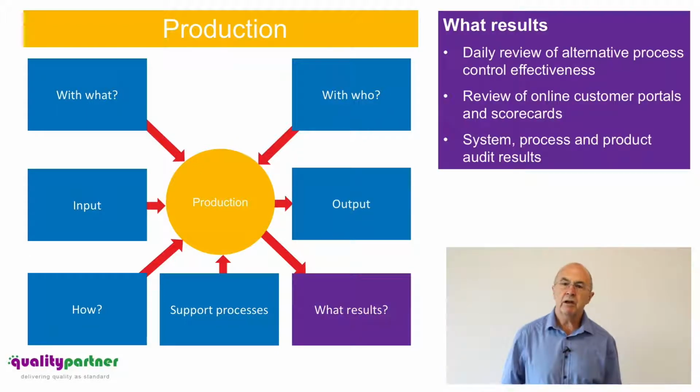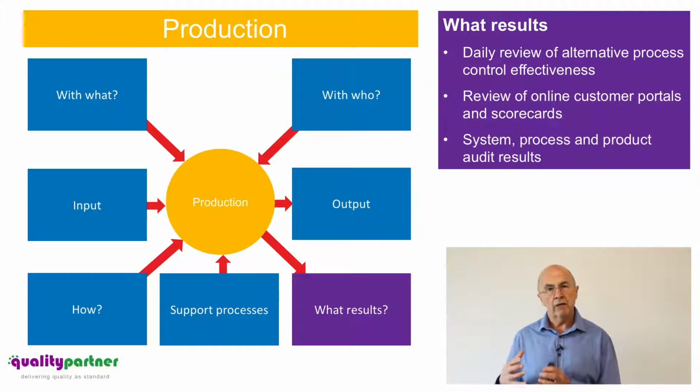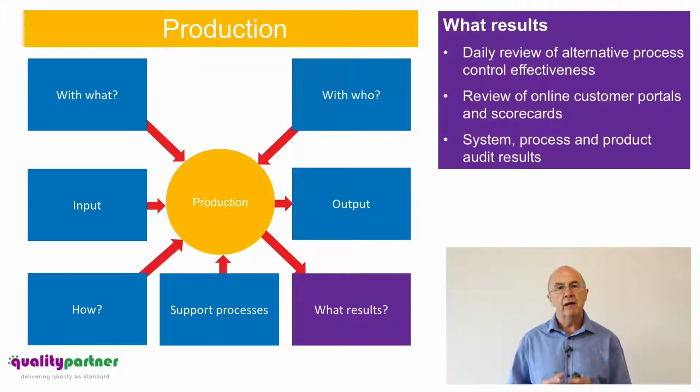So, the results of the production process. Obviously, we need to make sure that we've got an effective production process to meet the customer requirements, and an efficient production process to meet the organisation defined requirements. So for example, that may be customer PPM, it may be delivery performance, it may be overall equipment efficiency. These measures need to be clearly defined and documented and monitored.